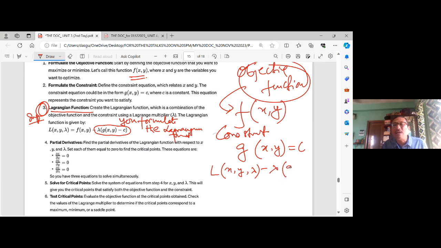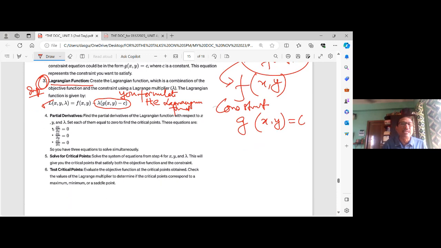So lambda times g(x, y) minus c. So you create a Lagrangian function. This is the Lagrangian function, and this can be plus or minus, because in some books it is given that way, and the meaning would be the same. And then you take the partial derivatives of each of them and solve for the critical points as you have done previously.